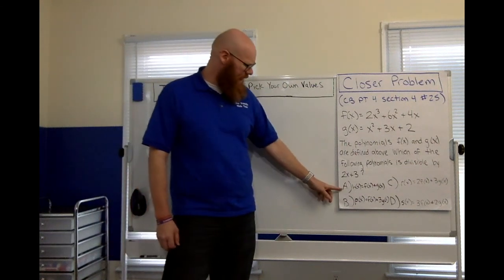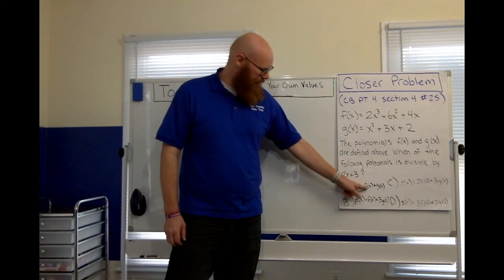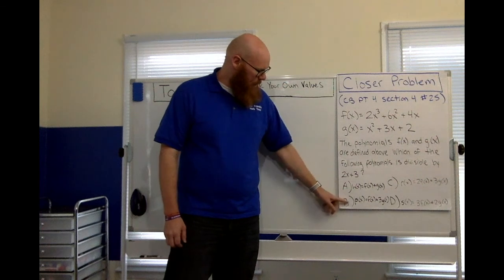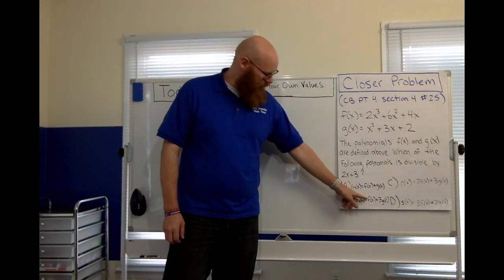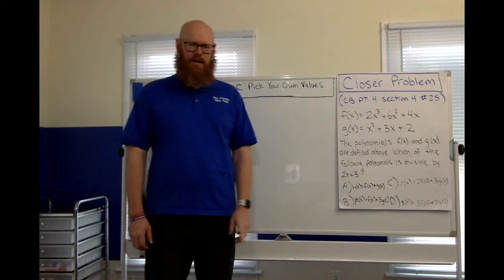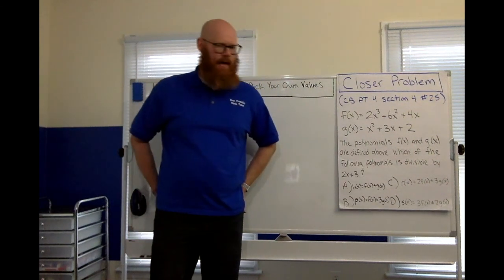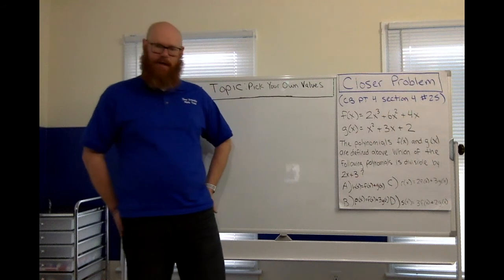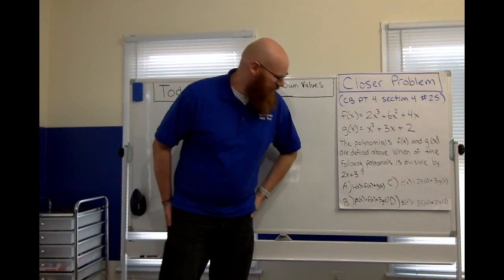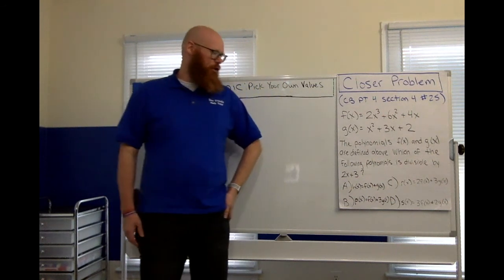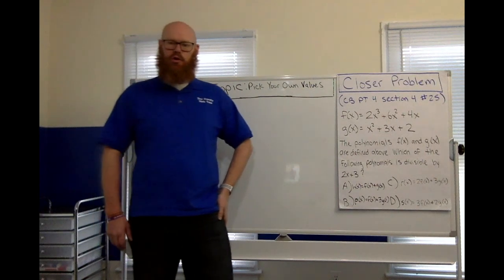Answer choice A is h of x equals f of x plus g of x. B is p of x equals f of x plus 3g of x. C is r of x equals 2f of x plus 3g of x. And D is s of x equals 3f of x plus 2g of x.